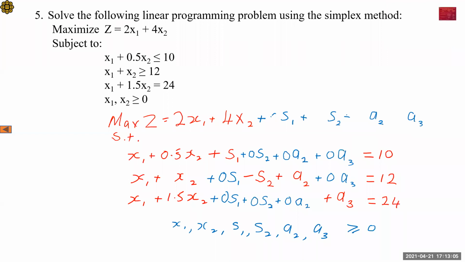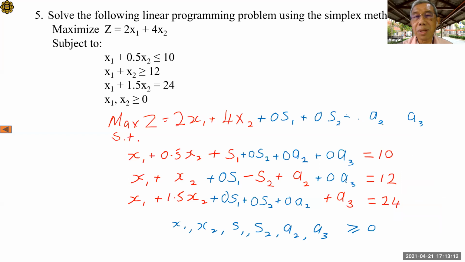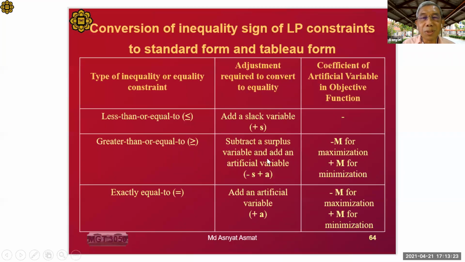Zero. And here, negative M. Sure. I also forgot. Let's look at this one. For an artificial variable, for maximization, at the objective function we introduce a coefficient of negative M. The same thing for equality.